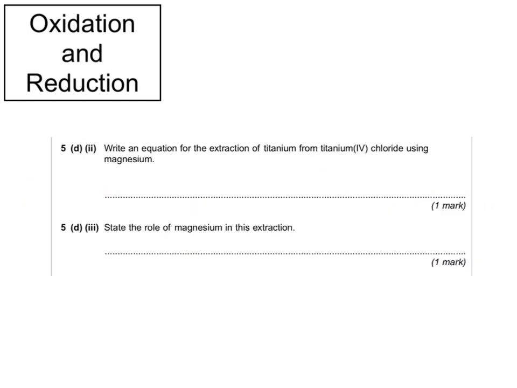Here's another past paper question that requires some knowledge from the extraction of metals topic, which you may not have covered yet. So I'm just going to do the first question for you. So it says, write an equation for the extraction of titanium from titanium 4 chloride using magnesium. So that is done by, so it's titanium chloride plus magnesium goes to make titanium by itself, and magnesium chloride, which is MgCl2. So you need to balance this by having 2 MgCl2s and 2 magnesiums.